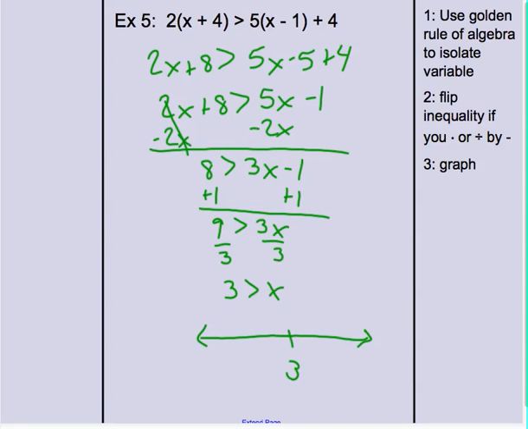And finally graphing, again, x is on the wrong side of the inequality. We have an open circle because it's just a greater than or less than. Reading it backwards, x is less than 3, so we're going to shade to the left.